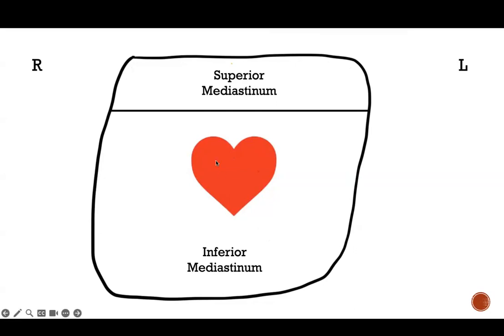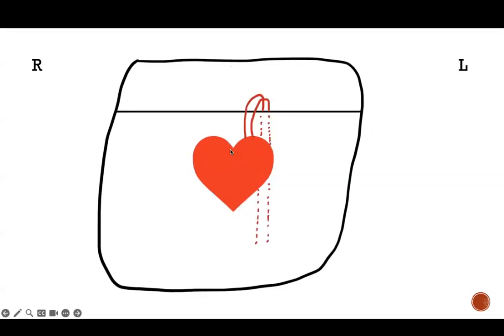Now let's see how the structures lie around the heart. So first, let's talk about arteries, okay? So this is the main artery of the body. It's the aorta.